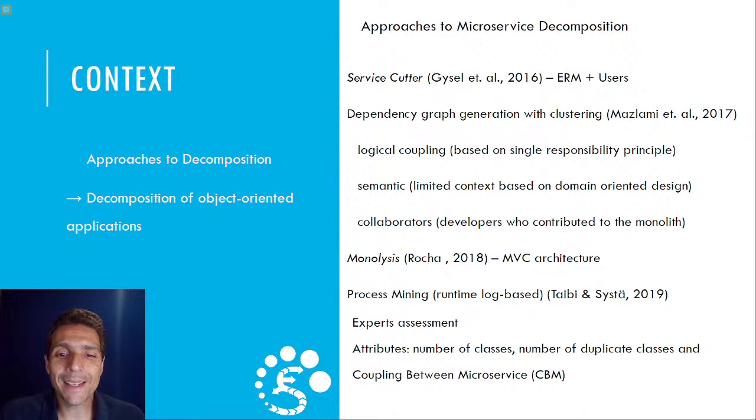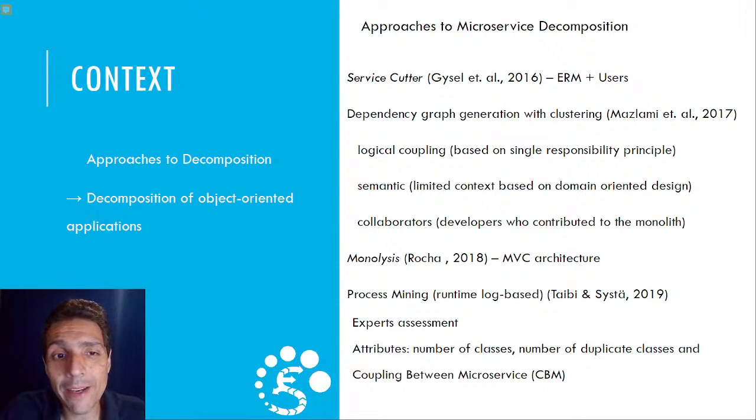Process mining is another example, a runtime log-based analysis for microservice decomposition. They use expert assessments to analyze the quality of the decomposition. The attributes they use are number of classes, number of duplicate classes, and coupling between microservices, which is a variation of the CBO, coupling between objects, common for analyzing coupling in object-oriented applications. So they used a quality measure from object-oriented applications to analyze the quality of the microservice decompositions.